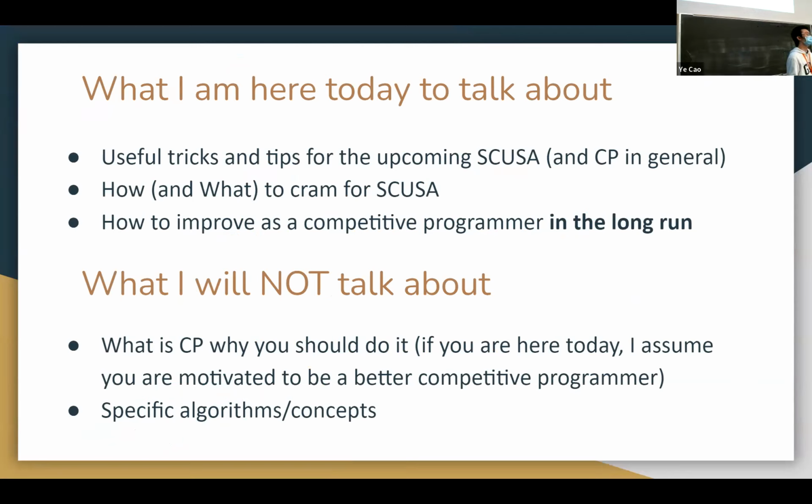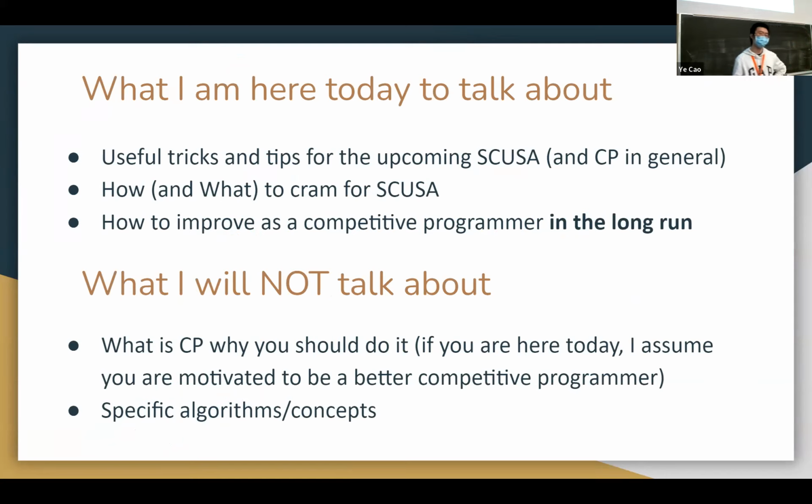And if you are not going to participate in SCUSA, but in general you just want to become a better competitive programmer, or even more generally you want to become a better problem solver, I will share much knowledge in this slide that will help you to become a better problem solver or a competitive programmer in the long run.